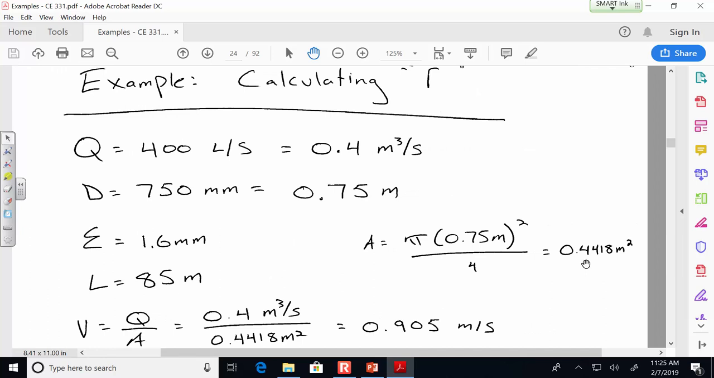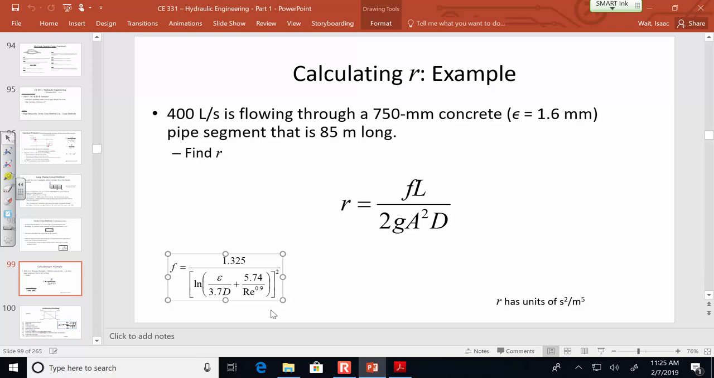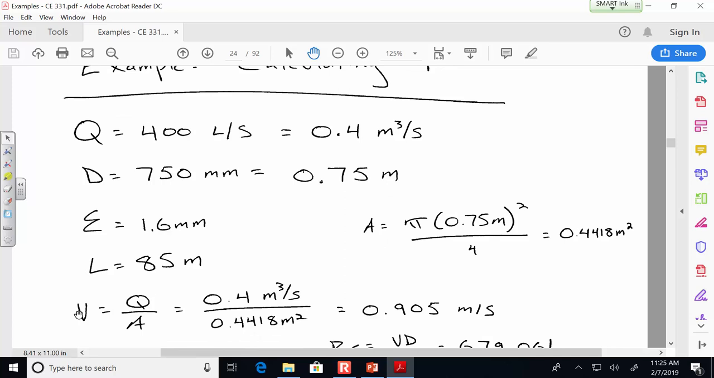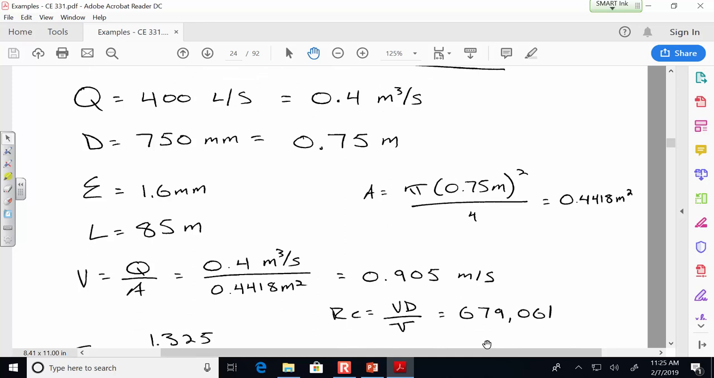And I realize, in theory, you could put all of this into your calculator in one giant mega equation with embedded definitions of Reynolds number, embedded definitions of velocity in terms of Q. And I don't trust myself to do it that way. I want to break it down in as many steps as I can, because I can keep track of things and see if they're going off course. So that's why I took the time of calculating V as Q divided by area, so 0.905 meters per second. Then we get the Reynolds number from that.